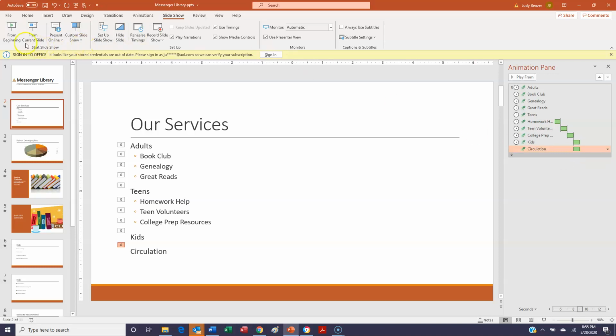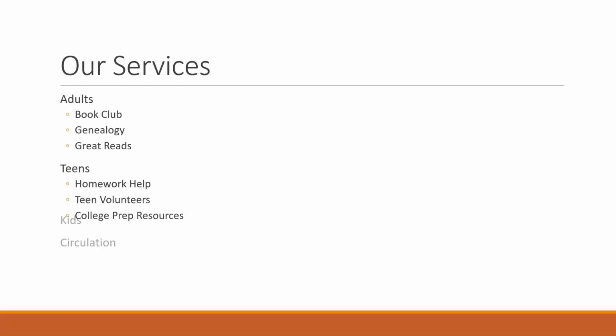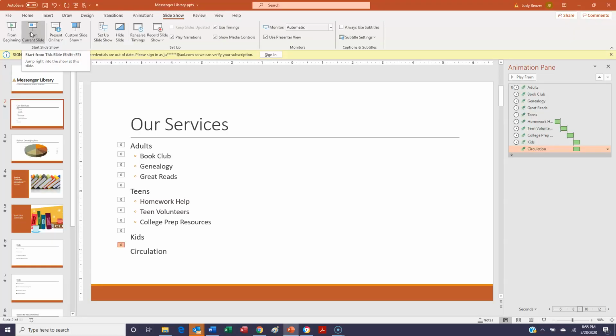All right, and then I'll say from current slide, transition, and now this is animation. So each one comes in individually without my clicking because it's start after previous. And notice how kids in circulation came in together because we said circulation was going to be start with previous. All right. And then I'm going to press the escape key. So that's how you can do it.